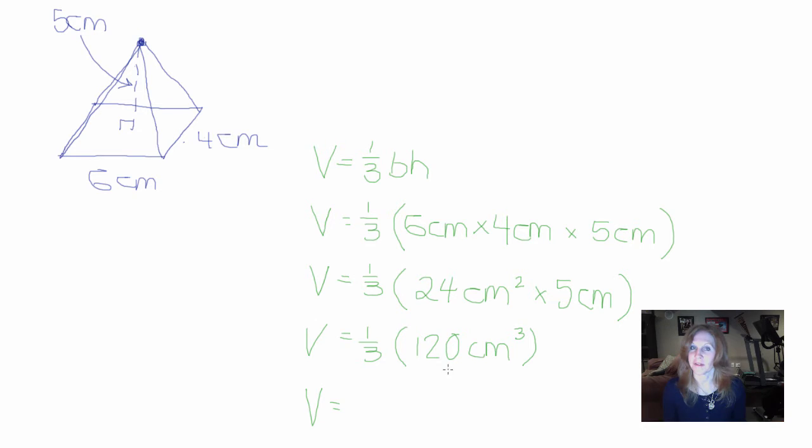And in order to solve this, we're going to take this amount and divide it by 3. So we could do mental math. We know that 12 divided by 3 is 4, and we have a 0 left over. So our answer is 40 cubic centimeters.